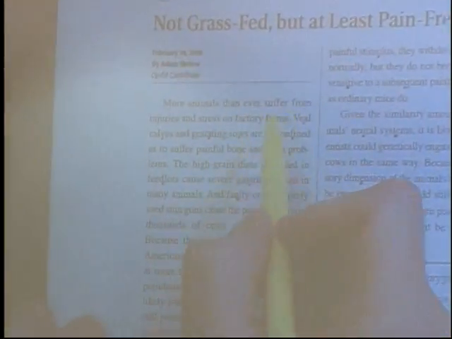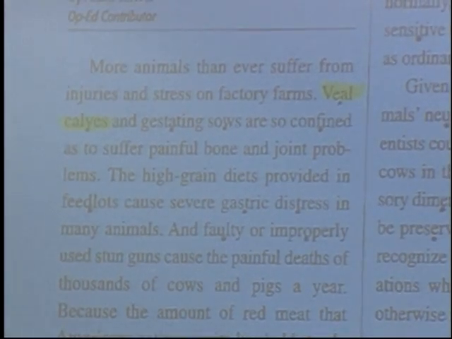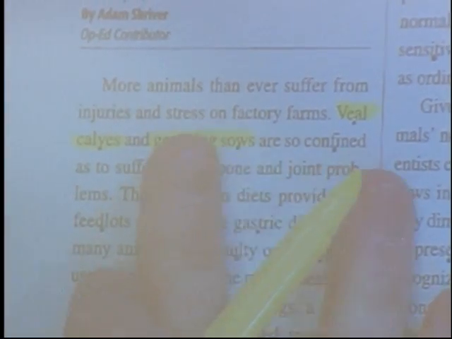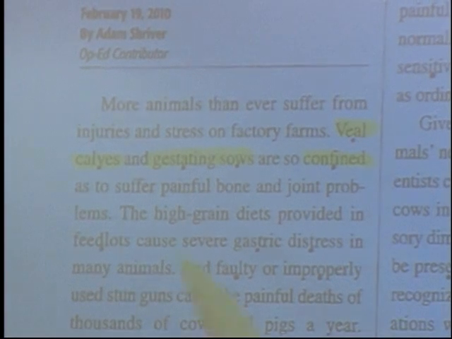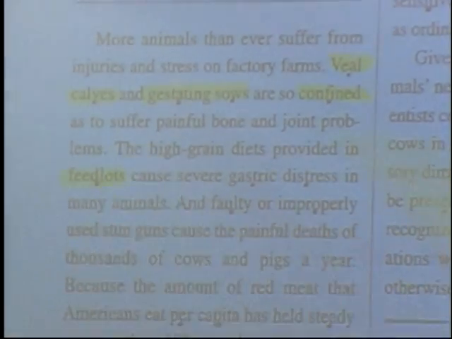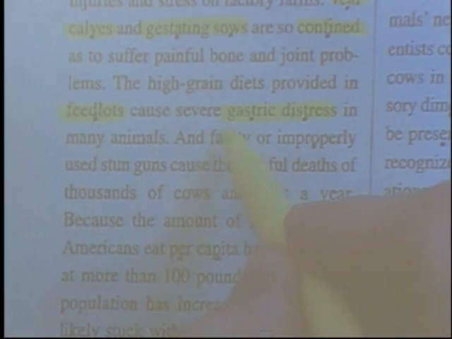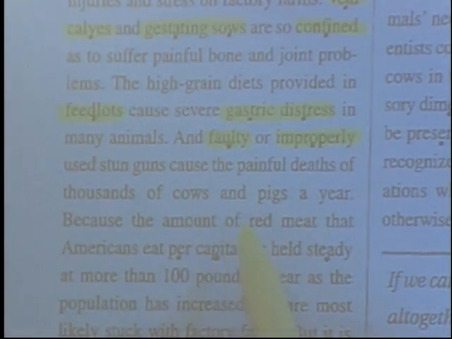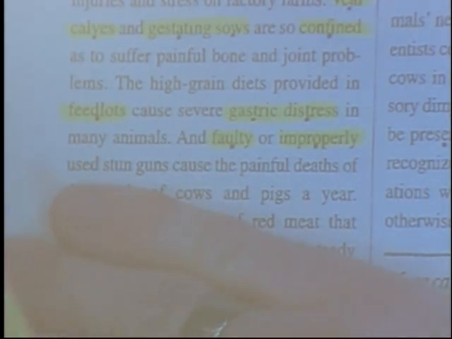More animals than ever suffer from injuries and stress on factory farms. Veal calves, I would probably say some ninth graders may not know what that is. And gestating sows, I don't know if I want them to know that one. They might call each other that one. Are so confined, maybe not, as to suffer painful bone and joint problems. The high-grain diets provided in feedlots, I'm going to say probably not. Cause severe gastric distress, definitely not, in many animals. And faulty or improperly used stun guns can cause the painful deaths of thousands of cows and pigs a year. Okay, so far, those are the words that I think my ninth grade students may or may not know.